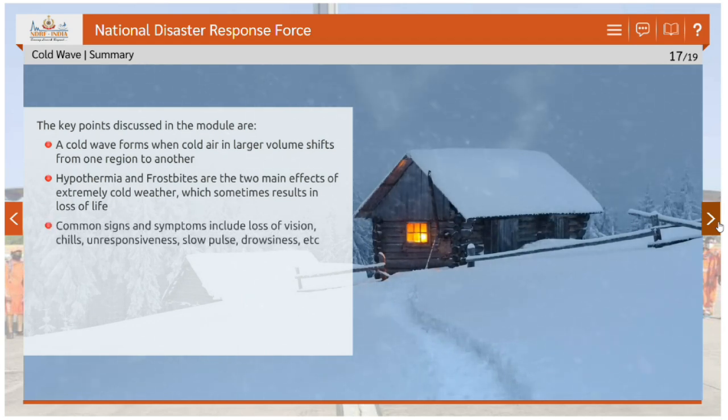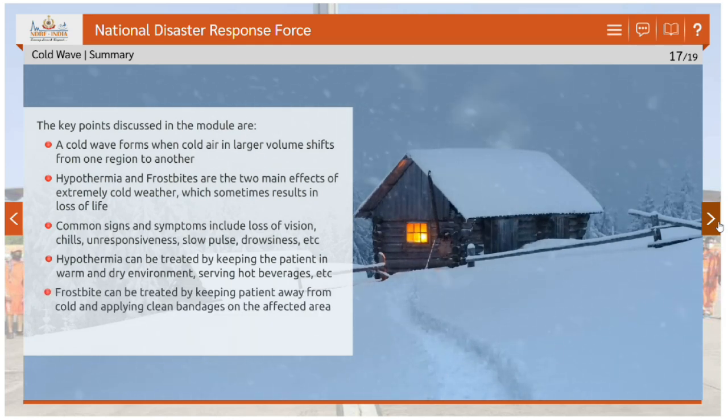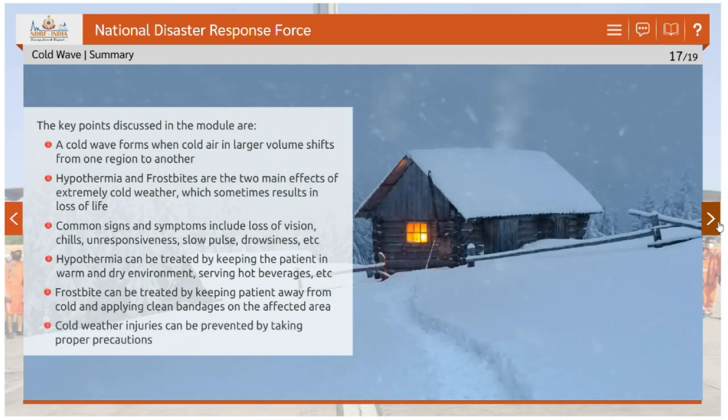Common signs and symptoms include loss of vision, chills, unresponsiveness, slow pulse, drowsiness, etc. Hypothermia can be treated by keeping the patient in a warm and dry environment, serving hot beverages, etc. Frostbite can be treated by keeping the patient away from cold and applying clean bandages on the affected area. Cold weather injuries can be prevented by taking proper precautions.